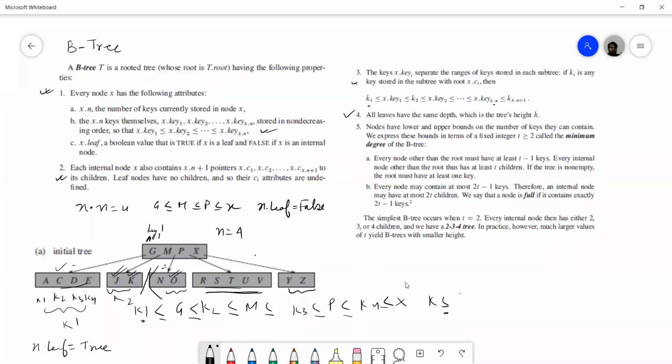Now point number 4. We all know that a B-tree is a balanced multiple search tree. We have studied this in data structures. So it says that all leaves have the same depth. So all leaves are at the same level. All leaf nodes are at the same level.